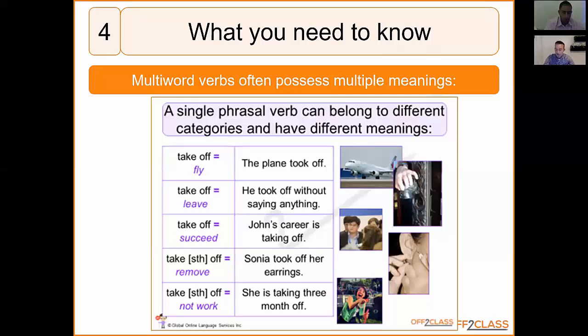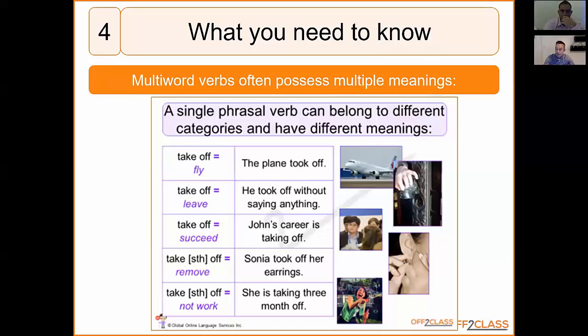The fourth one becomes a separable transitive verb. It requires an object, and it also can be separable. So we could say "Sonia took off her earrings," but also "Sonia took her earrings off." So we'll go in and explain separable and inseparable. The same with the last example.